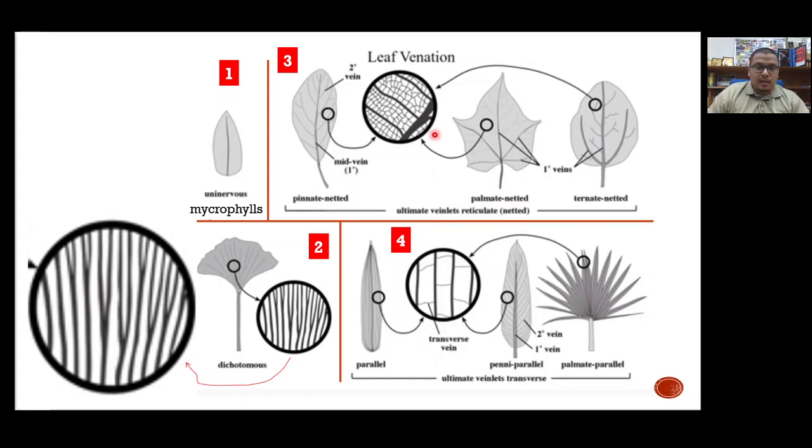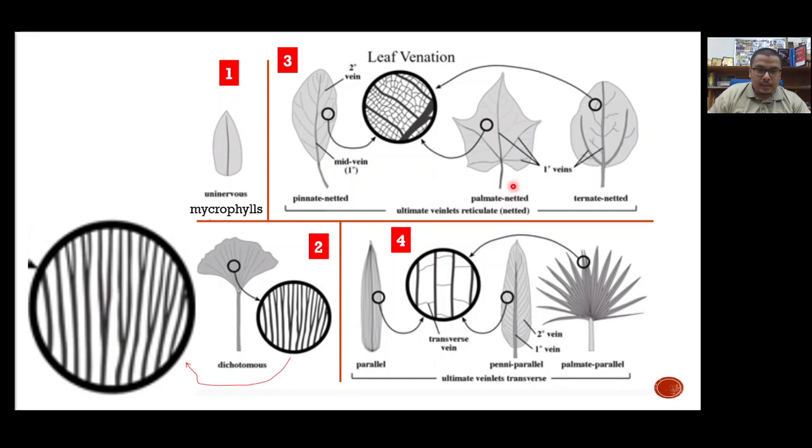So this number three is the category that we call net veined. And if we were to look closely at those leaves down here, we see that there are these little nets, really tiny divisions in here that form what we call the very small divisions of the leaves. Now the major veins can be pinnate like this one, or they can also be palmate. You can have pinnate or palmate.